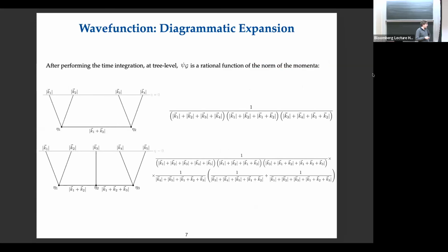So these are a couple of examples of the types of rational functions that you get once you do the time integral. Here, for example, we already see some simplifications. We would expect the bulk-to-bulk propagator to have 3 terms, but in the end they simplify to just 1. And here you would expect 9 terms for the bulk time integral, and they simplify to just 2 terms.